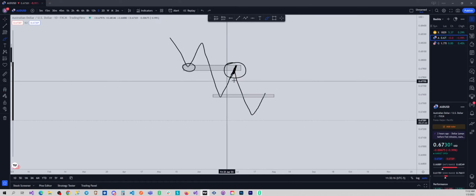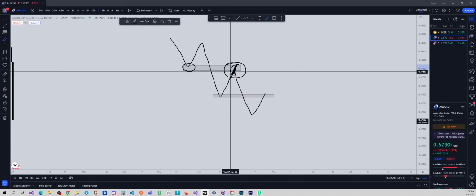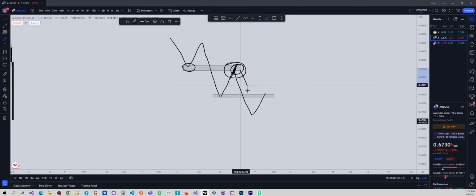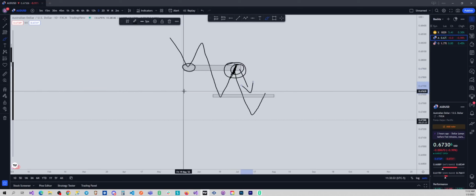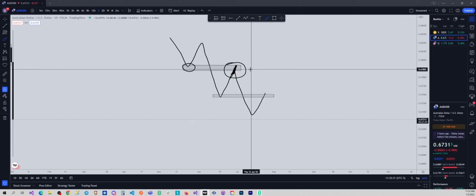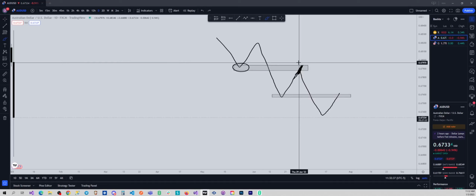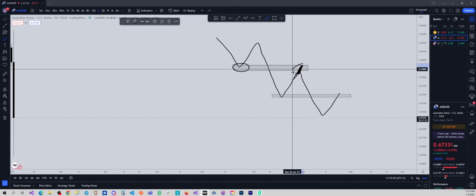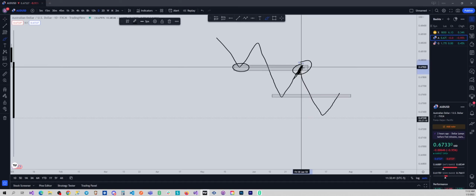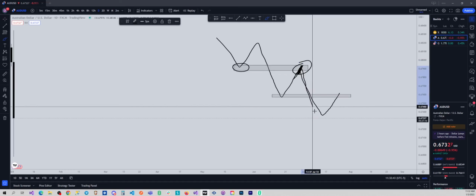Now, in order to take advantage of an entry over here somewhere to take price to the downside, that is called price action. That's going to be a separate video from this. That's probably going to be the next video I make after the support and resistance video. But the whole entirety of this video is based on understanding support and resistance. So we are at a resistance level, and we can expect price to continue to the downside.